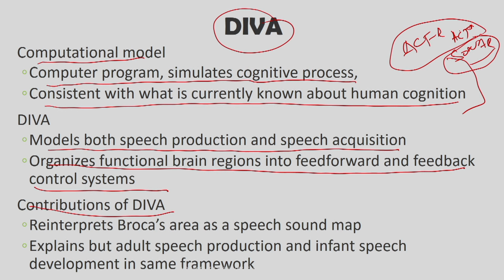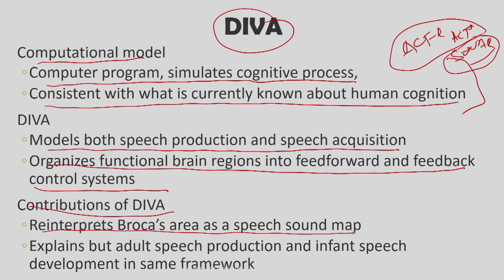What it says is that an infant's early babbling, which is random and repetitive, is driven by the feedback control system. Now, as infants babble, they receive sensory feedback that they can compare against the speech samples they have already experienced. So, when an infant starts babbling, it just babbles at first, but then the infant hears its own babbling and compares this with the actual sound of what an adult is saying, and it modifies its articulators, the way it is producing speech. So, basically DIVA provides a reasoning for how this happens. So, it reinterprets the Broca area as a speech sound map and also explains both adult speech production and infant speech production development in the same framework.